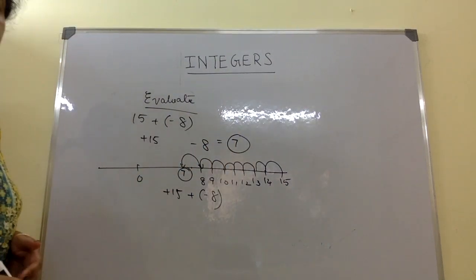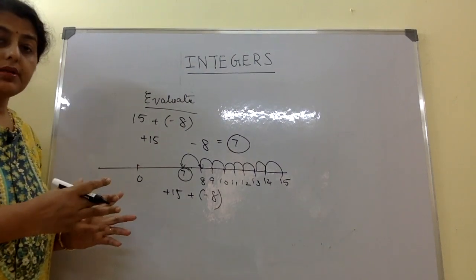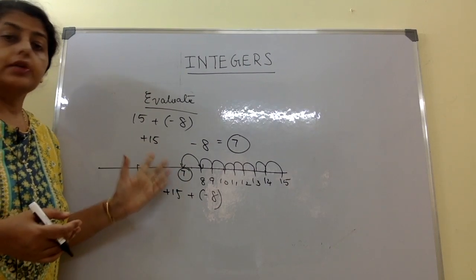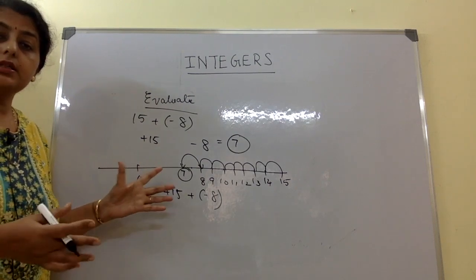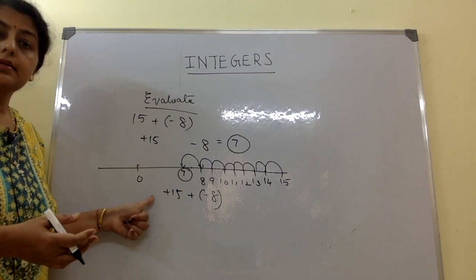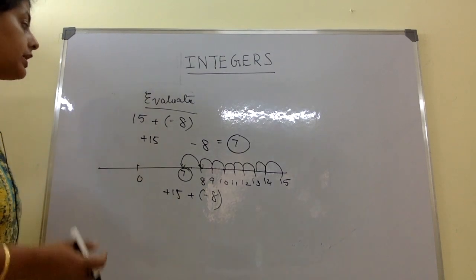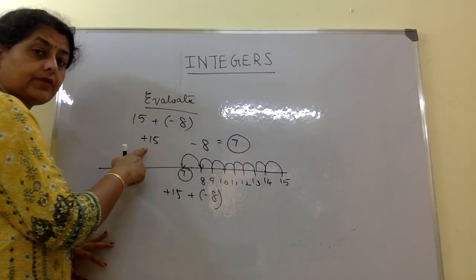Now I shall be parallelly telling you how to do it without a number line, because it is not always possible to work like this. If they give many sums in the question paper, you cannot be doing this with a number line all the time. So it is plus 15 and minus 8.